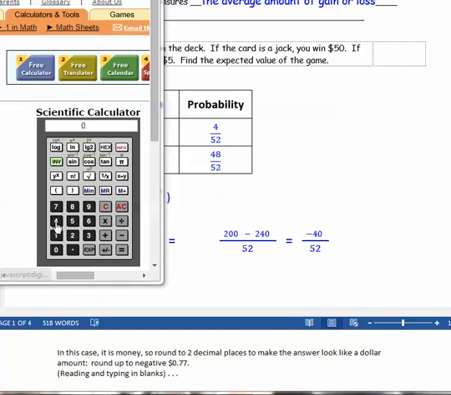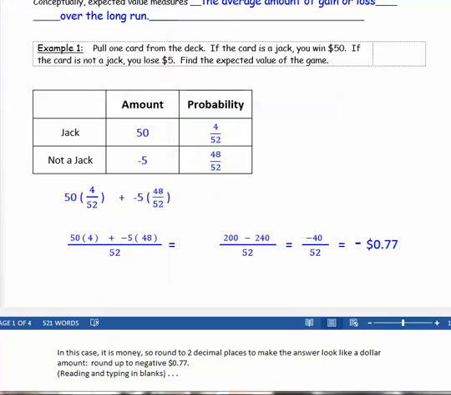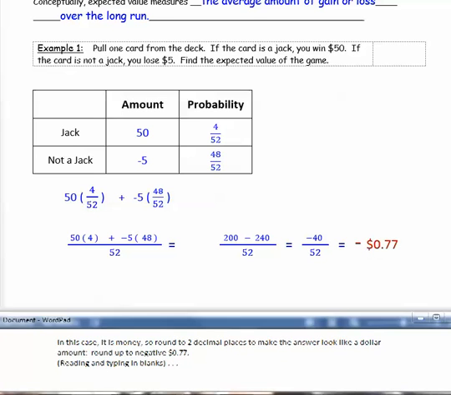On our calculator, divide 40 divided by 52. Gives us 0.76923. So round it up to 0.77. Remember, it's negative, so the answer is negative $0.77. Make sure the negative is part of your answer. That's very important.